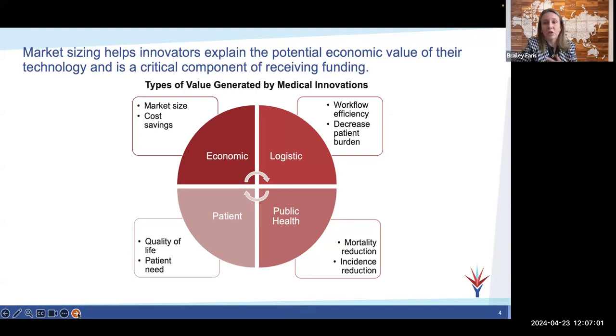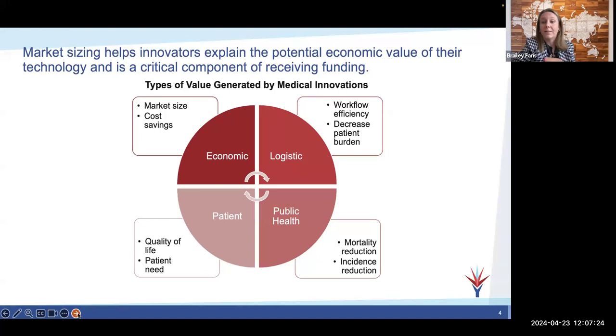Now, market sizing is just one piece of the puzzle, and it really helps to explain the economic value of a medical innovation. So understanding the market size is a really critical piece of the puzzle to have in order to receive future funding. For example, with an SBIR or STTR grant application, you'll have to include a market sizing assessment as a part of that application.